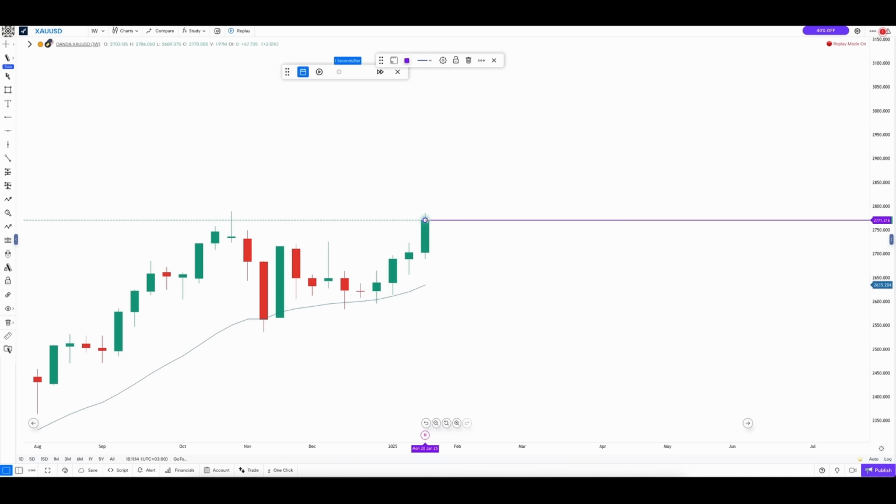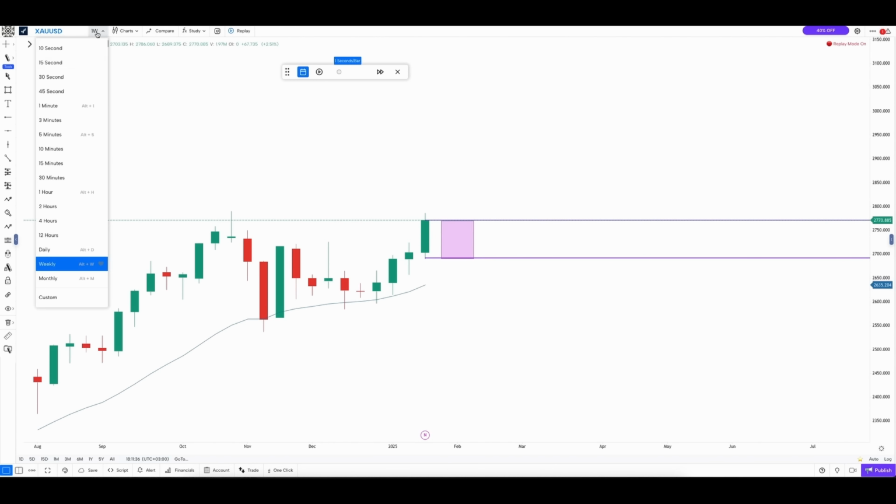So we're going to mark the close of that weekly candle, and we are going to mark the low of that candle there. After we've done that, we're going to place a tradable zone in between those two lines like this. And then we are going to go to the 1 hour chart to find entries to swing trade.